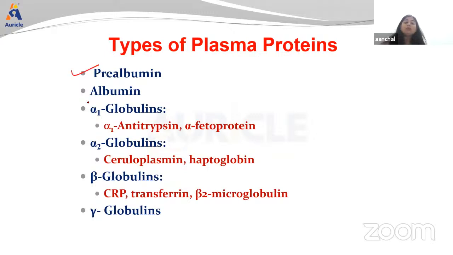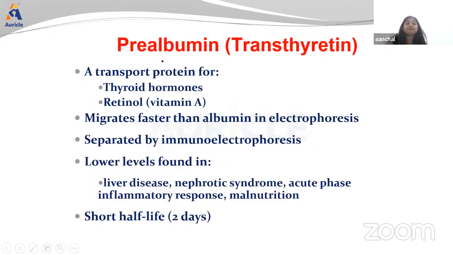First we have pre-albumin, then albumin. For globulin, we have these several types: in alpha-1 we have alpha-1 antitrypsin and alpha-fetoprotein; in alpha-2 globulin, ceruloplasmin and haptoglobin; in beta globulin, CRP, then transferrin and beta-2 microglobulin; and then we have gamma globulin.